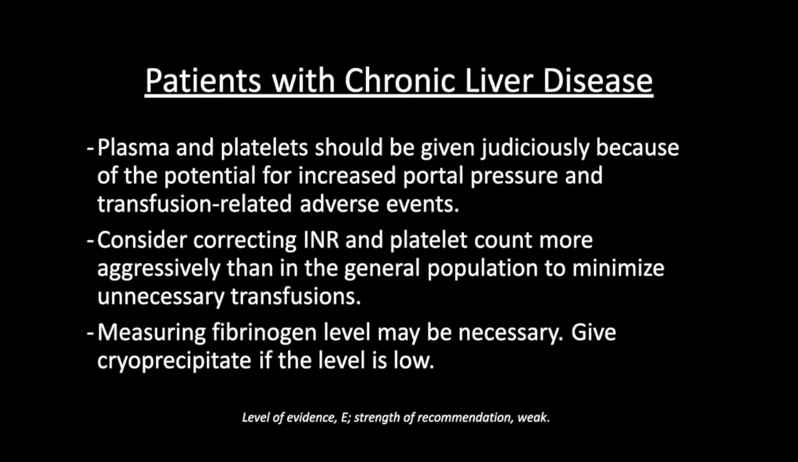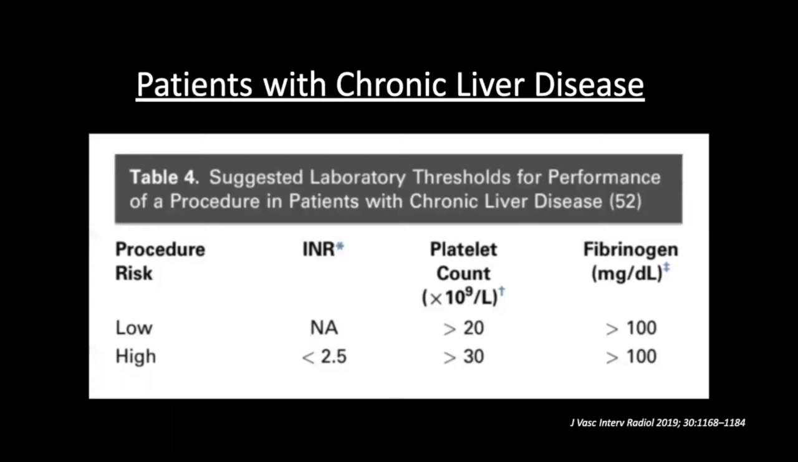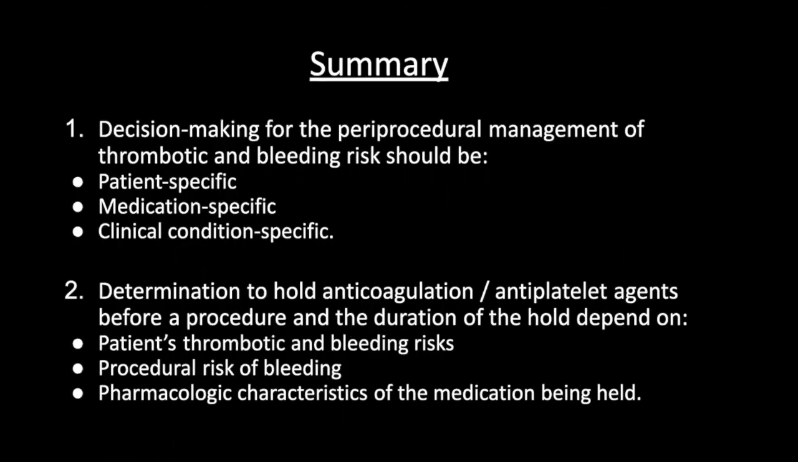So you should consider correcting their INR and platelet counts less aggressively than in the general population to minimize unnecessary transfusions. Here you also have to take into account their fibrinogen levels if necessary, and if they're low, you may want to give them cryoprecipitate. This is a small table that talks about the thresholds for patients who have chronic liver disease.